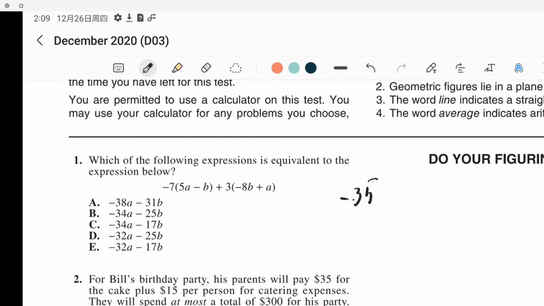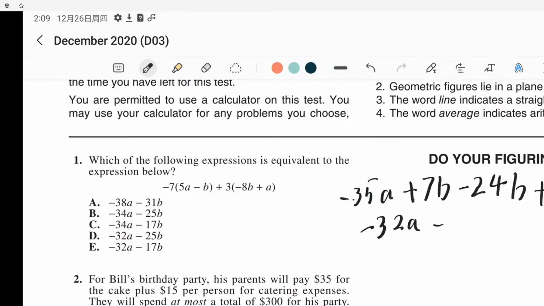Negative 35 plus 7b. And then since we have a minus, it's minus 4b plus 3a. And then we can simplify this. Minus 17b. And we have the answer E.